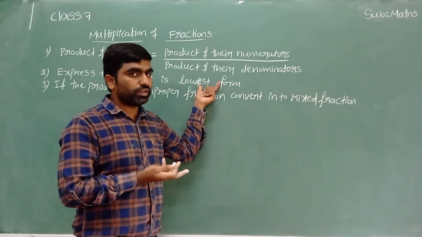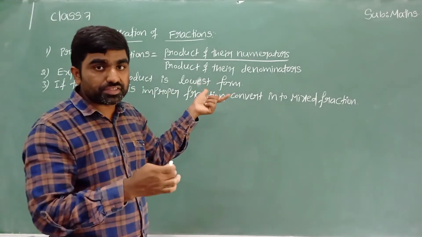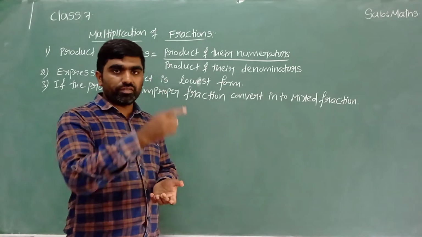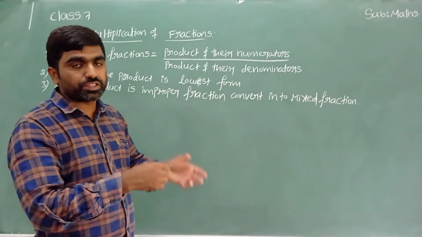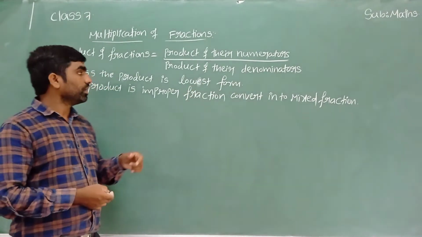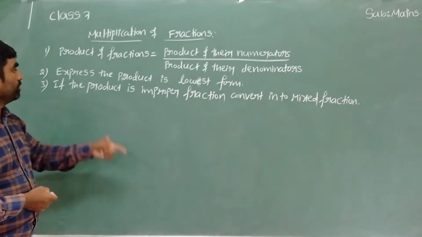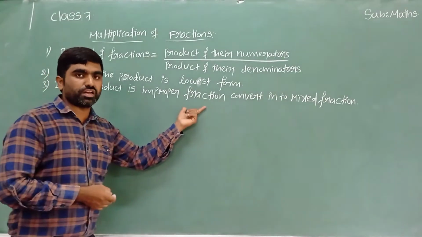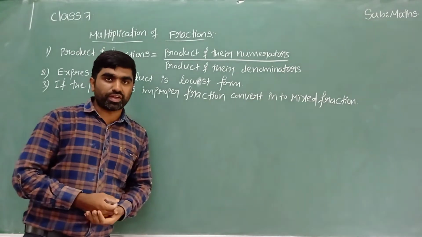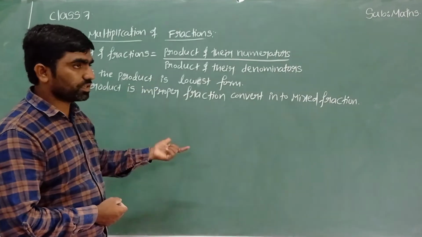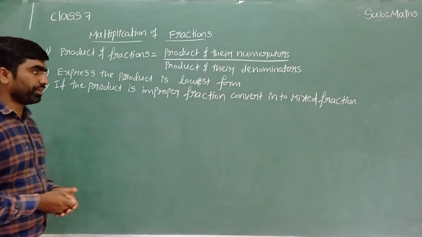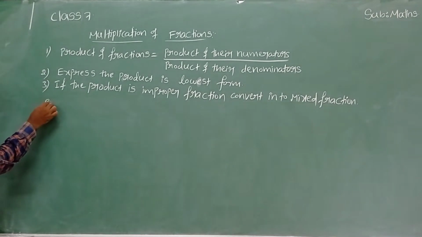Sir, what does that mean? If the numerator and denominator have any common factor other than 1, we divide by that common factor and express the result in lowest form or simplest form. After converting to lowest form, if the result is an improper fraction, then we need to convert it into a mixed fraction. By following these three steps, we will do some examples based on multiplication of fractions. Let's see example 1 now.